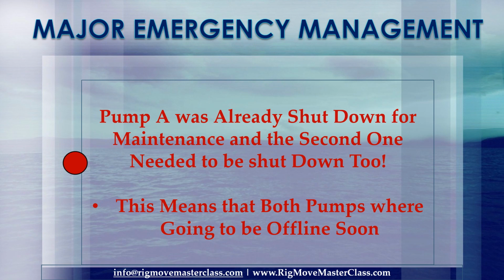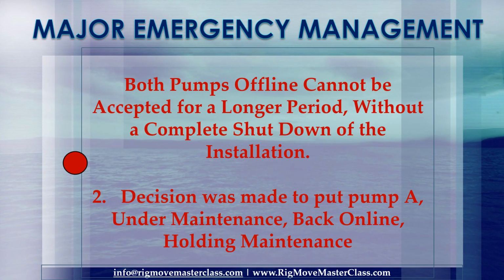Pump A was already shut down for maintenance, and the second one needed to be shut down too. This means that both pumps were going to be offline soon. Both pumps offline cannot be accepted for a longer period, without a complete shutdown of the installation. 2. Decision was made to put pump A, under maintenance, back online, holding maintenance.